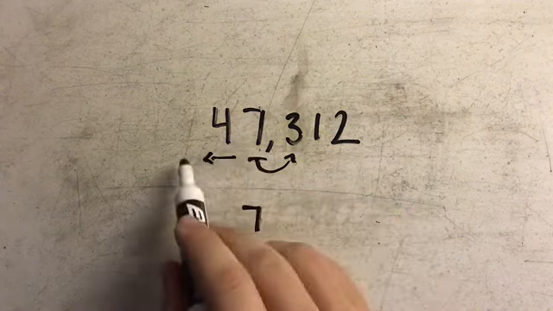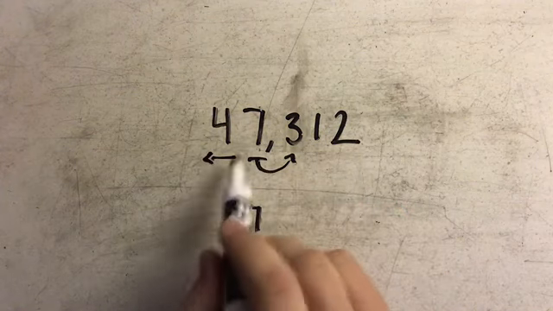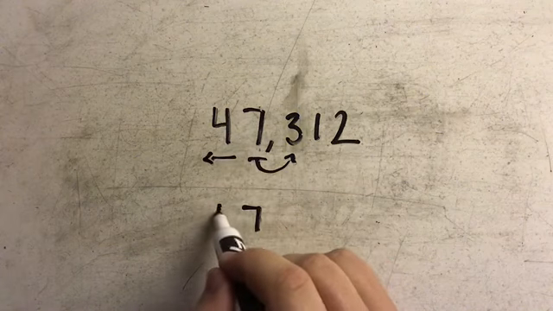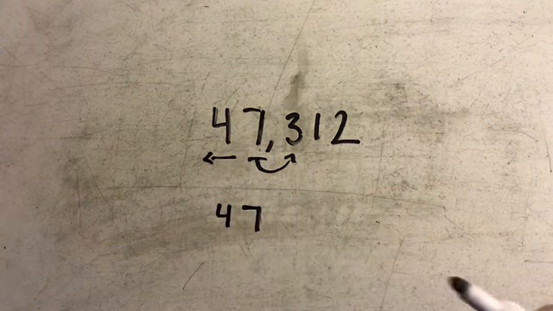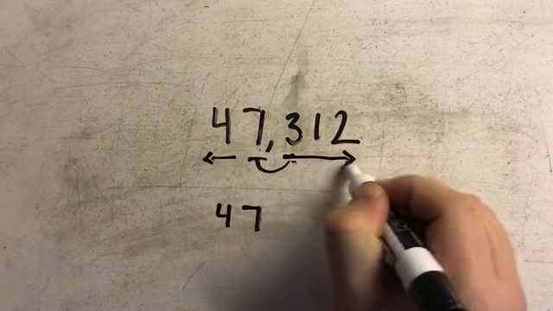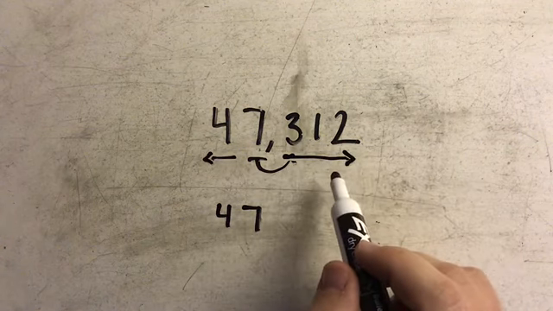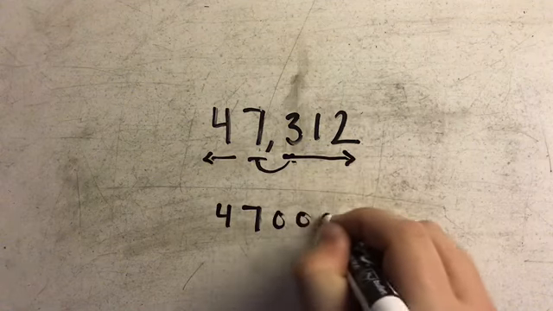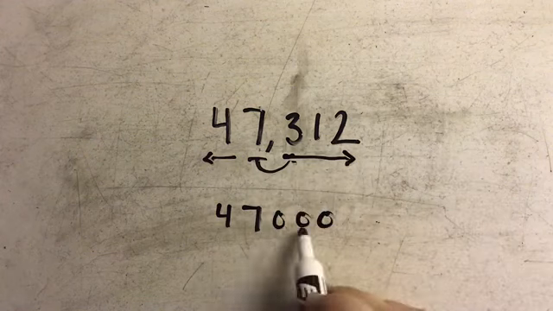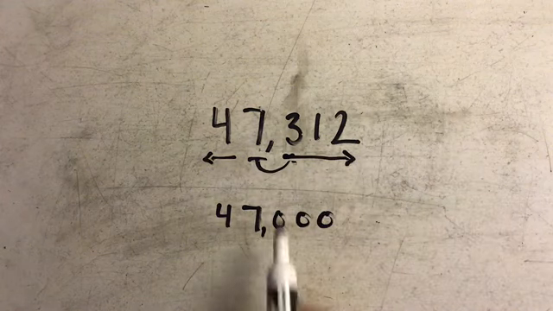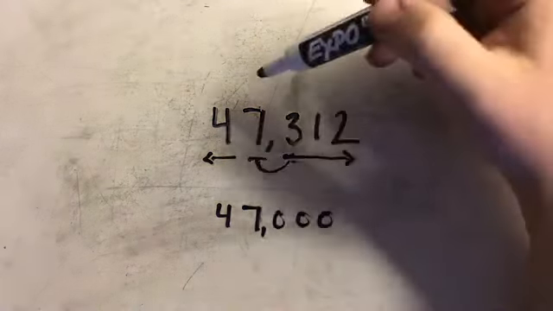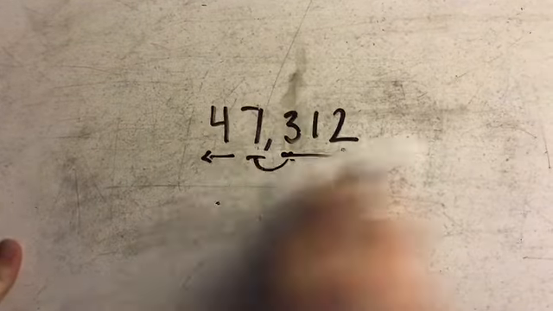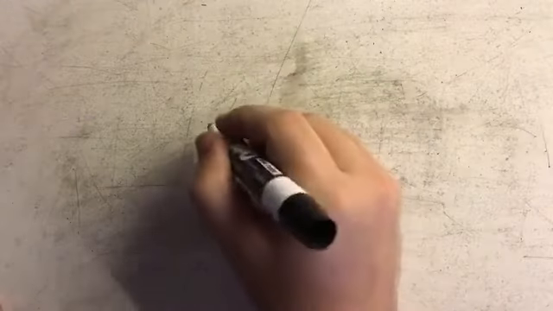Numbers in front stay the same. So that 4, since it's out in front of the number that I'm rounding to, will stay the same. It won't change. But the numbers behind, zeros their name. So all of these digits, I'm going to change into zeros. And since I have 3 places, I would have 3 zeros. So 47,312 rounded to the nearest 1,000 would be 47,000. Let's take a look at a couple more examples.